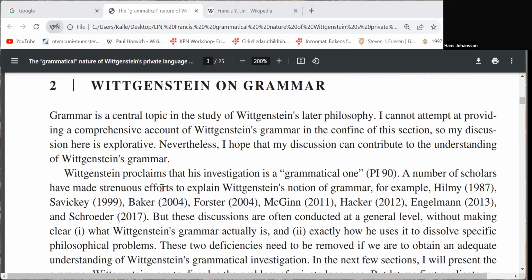Grammar is a central topic in the study of Wittgenstein's later philosophy. I cannot attempt to provide a comprehensive account of Wittgenstein's grammar in the confines of this section, so my discussion here is explorative. Nevertheless, I hope that my discussion can contribute to the understanding of Wittgenstein's grammar.